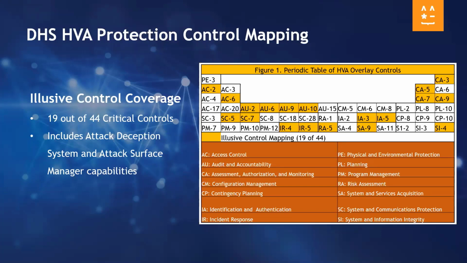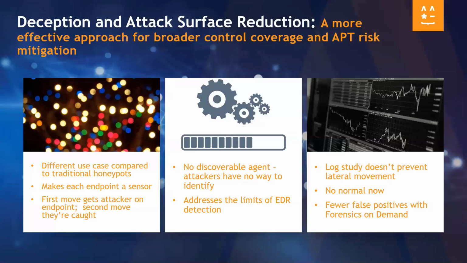And in this aspect of high value asset protection and lateral movement prevention, we're covering 19 of the 44 critical controls. Again, that attack surface reduction really is focused on the access control and audit and incident response side of the control mapping.